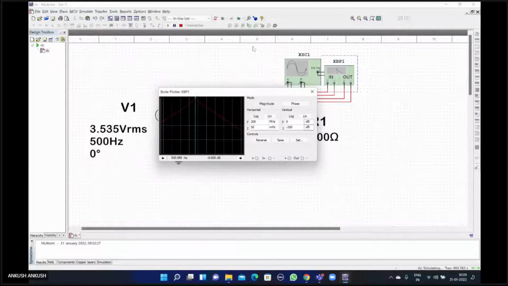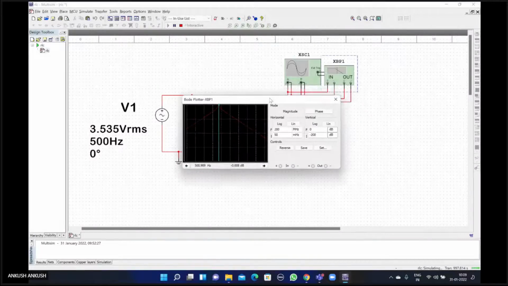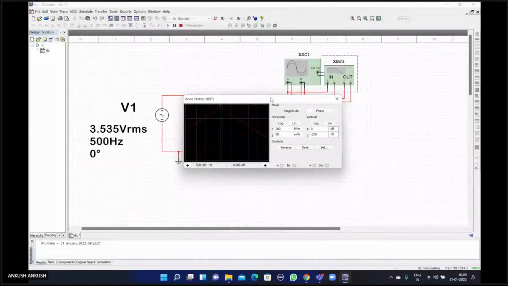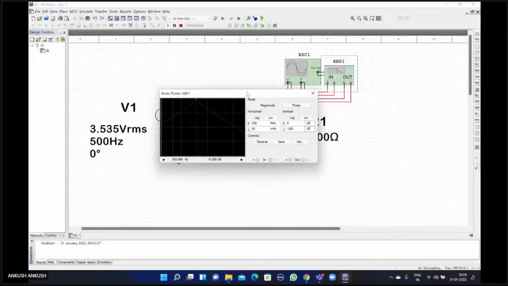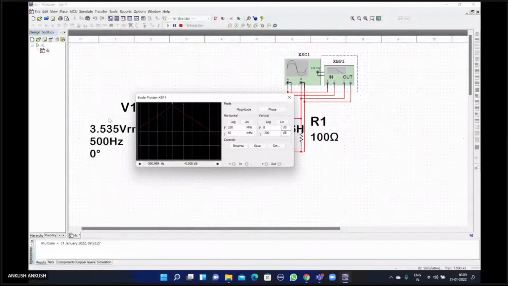Ma'am, if you want, we can change the frequency. There is no problem in that, because it will only change the calculation, 1 by 2 pi root LC, nothing else. It will be just that resonance frequency calculation, and every other part will be the same. VRMS will be the same, because peak to peak will be 10 volt only, so that will be 3.535 VRMS only.